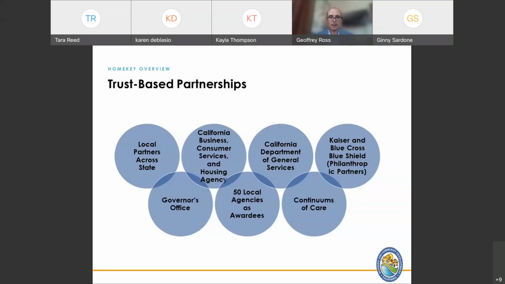And so that allowed us to really build that trust with the local partners, the governor's office, the 50-plus local agencies and the tribes that we were working with, other sister agencies within the state, continuums of care, housing authorities, and again, our philanthropic partners. Next slide, please.